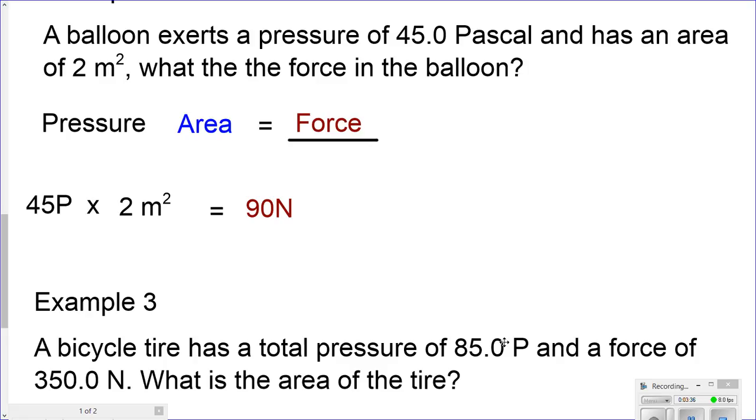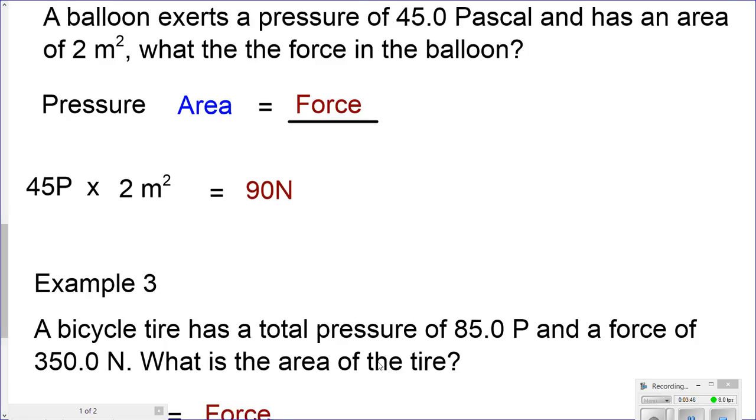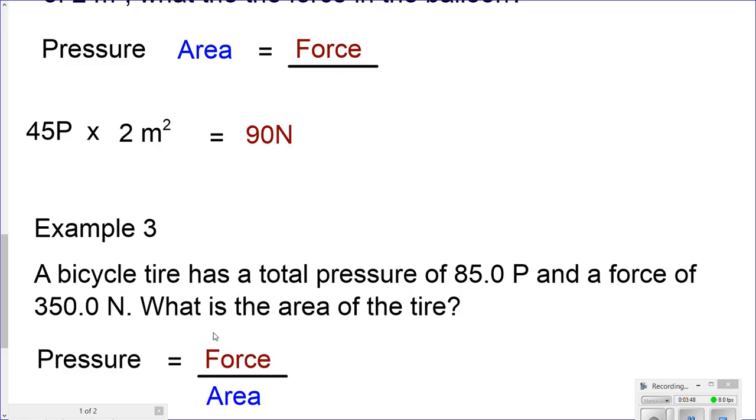Example 3. A bicycle tire has a total pressure of 85.0 pascals and a force of 350 newtons. What is the area of the tire? So if I have this original equation, now I need to solve for area. I will switch these two variables here. Bring area up and pressure down. Now I am solving for area, which is the force over the pressure.